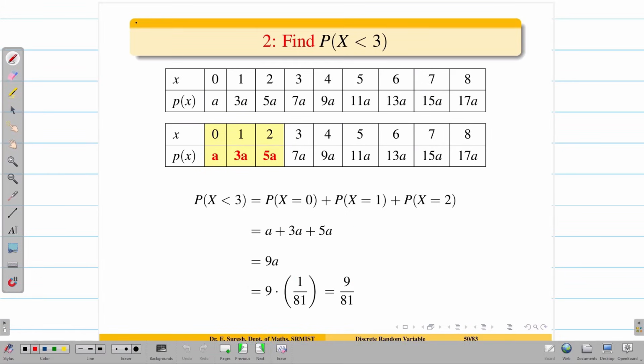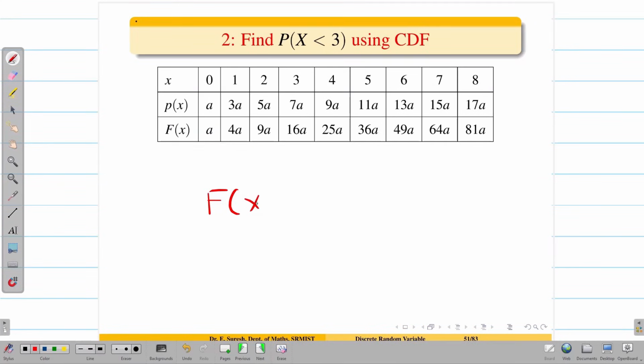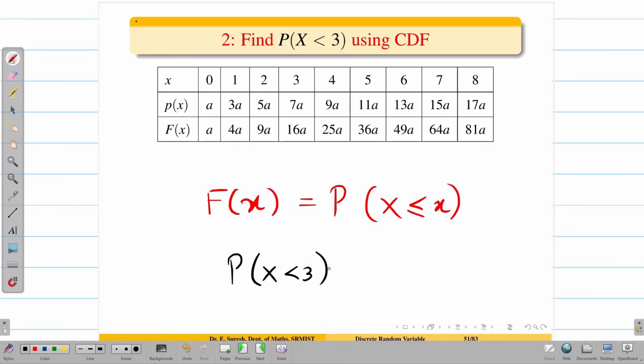Next, we are going to solve P of X less than 3 using CDF. According to the formula of CDF, F of X is equal to probability of X less than or equal to x. So, probability of X less than 3 means it is nothing but probability of X less than or equal to 2.